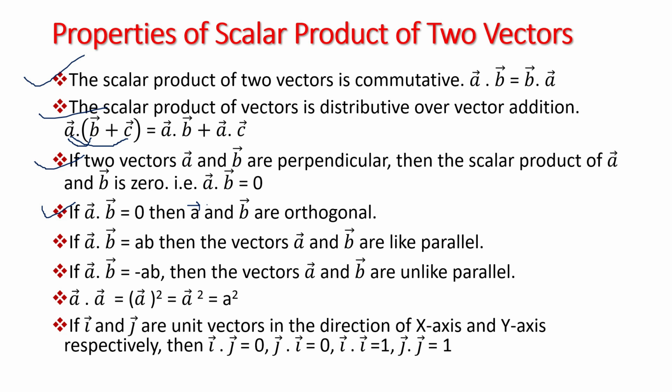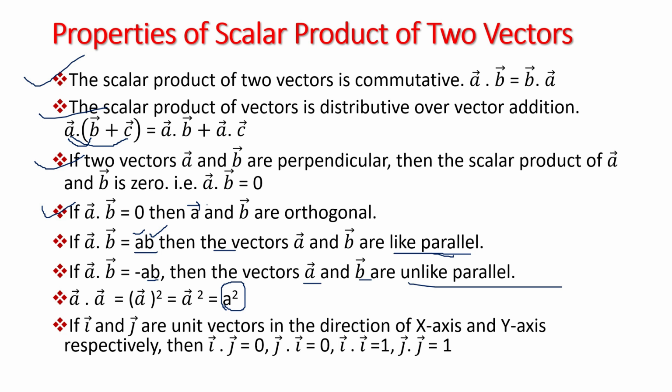If vector a dot vector b is equal to modulus of vector a times modulus of vector b, then vector a and vector b are like vectors. If vector a dot vector b is equal to minus modulus of vector a times modulus of vector b, then vector a and vector b are unlike parallel vectors. Vector a dot vector a is equal to vector a square, which simply we can write as a square.